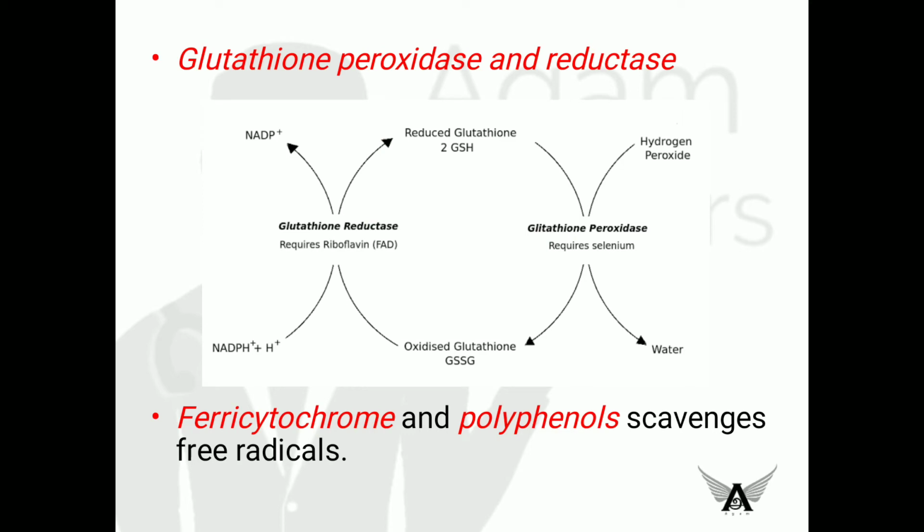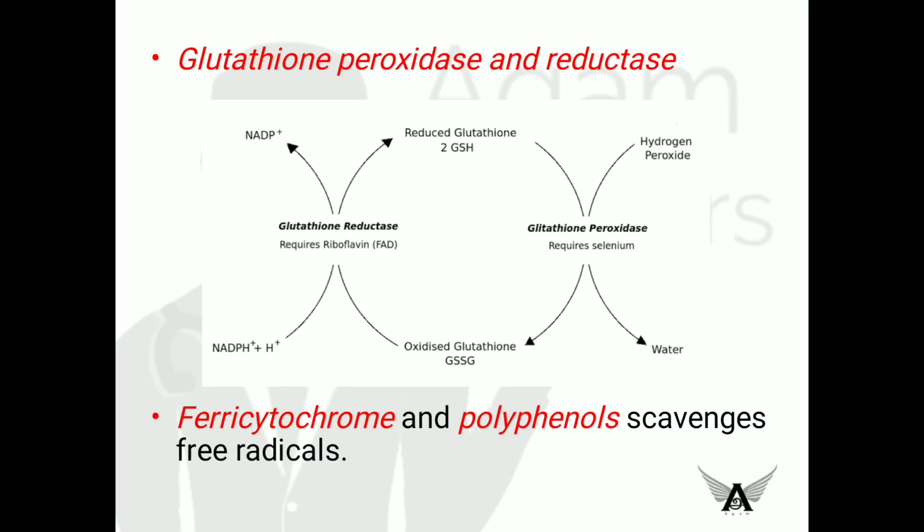Next, very important, two enzymes: glutathione peroxidase and glutathione reductase. Whenever hydrogen peroxide is produced in the body, it combines with reduced glutathione in the presence of glutathione peroxidase to form oxidized glutathione and water. This reduced glutathione is important for converting hydrogen peroxide into water. So we have to regenerate this reduced glutathione once again in the body.